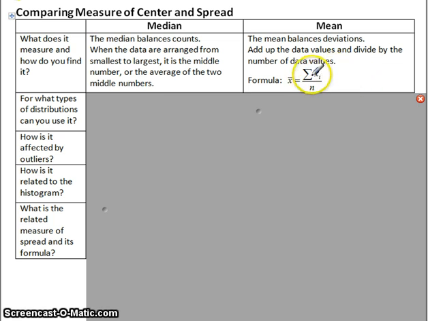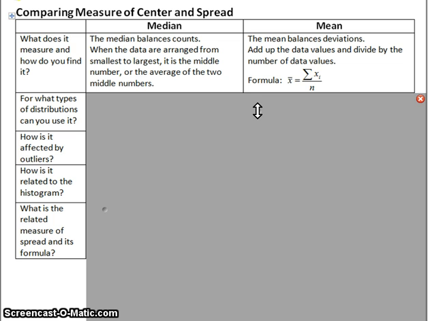This stands for the sum of X sub i, so i represents just all the different data values like X sub 1, X sub 2, X sub 3, and so forth. You add up all those data values and divide by n, which is the number of data values. Pretty easy formula. You know how to do this, but just to show you what this formula means.